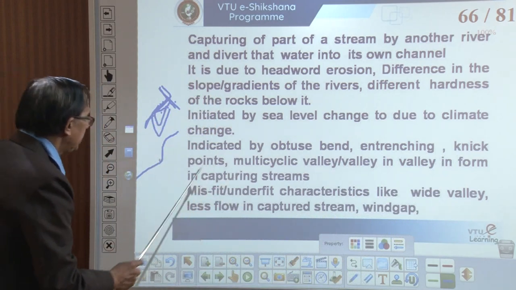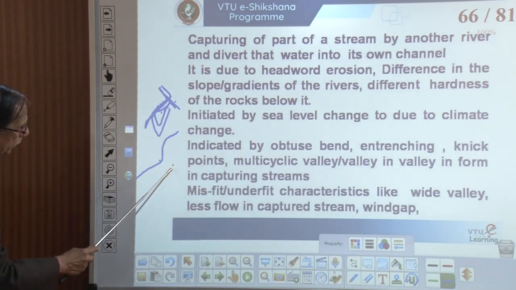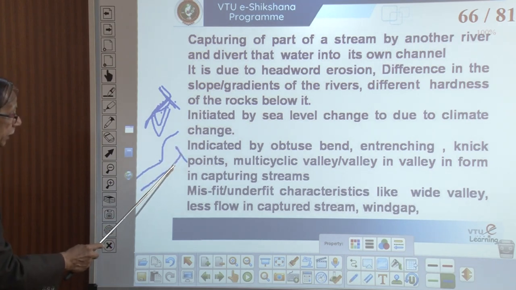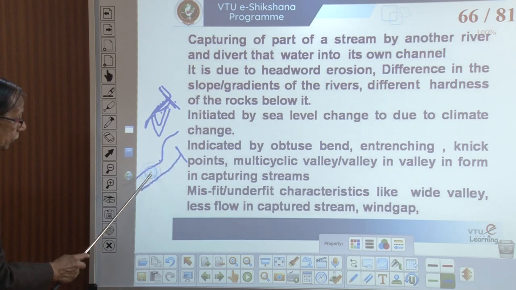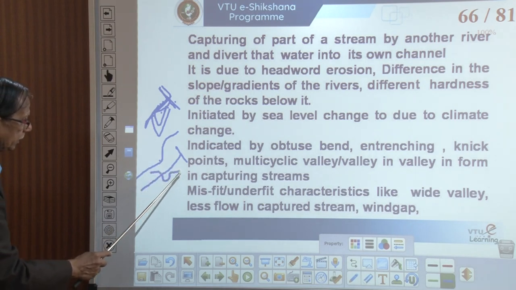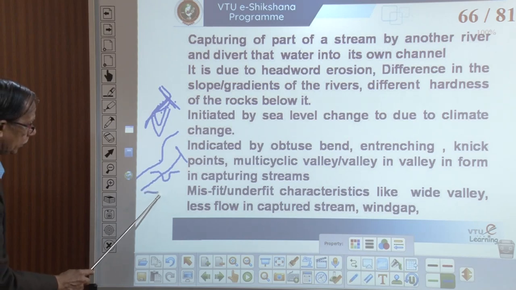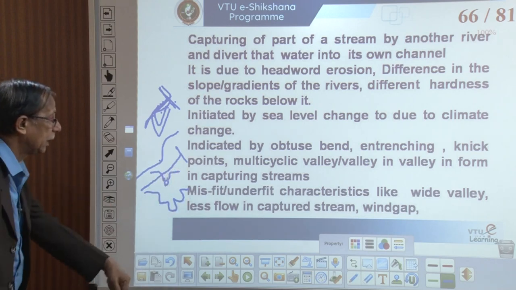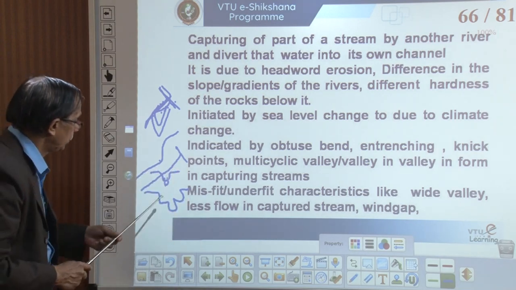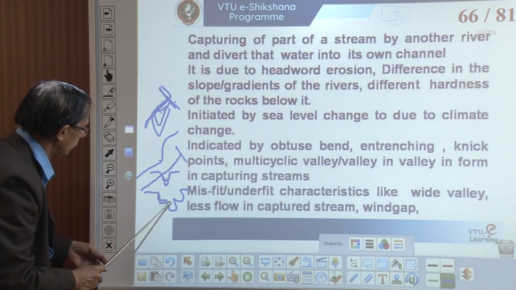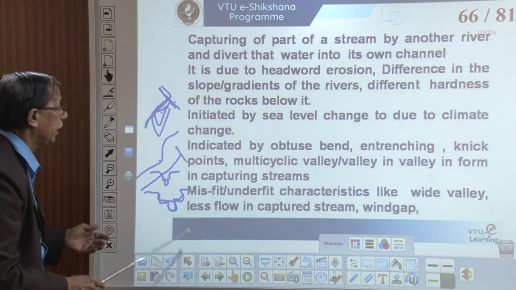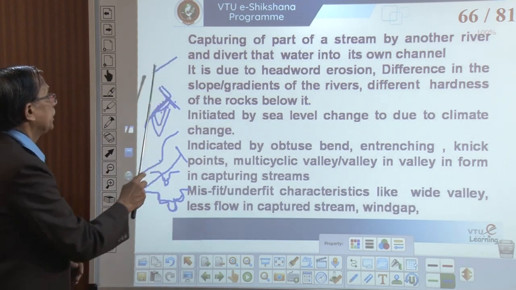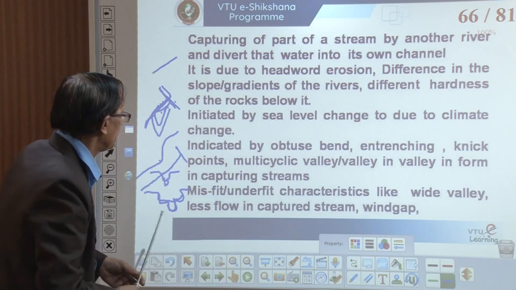Multicyclic valley means a river was flowing like this and this is another river. Now that it is diverted, additional water is flowing. So the original river cross section was like this, now the river cross section is like this. It means within the valley they entrench deeper. So this is a multicycle valley. This is one valley and this is another valley. We can call it valley in valley form. Multicycle before capture, after capture the river gradient is different.